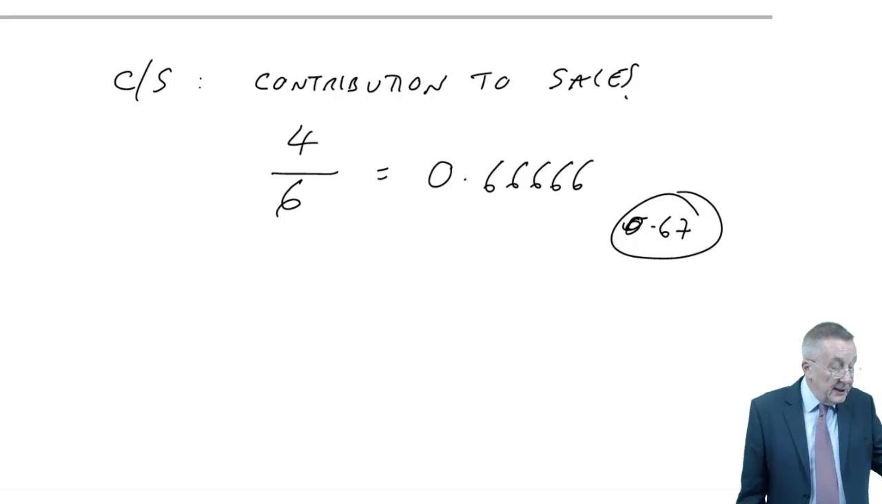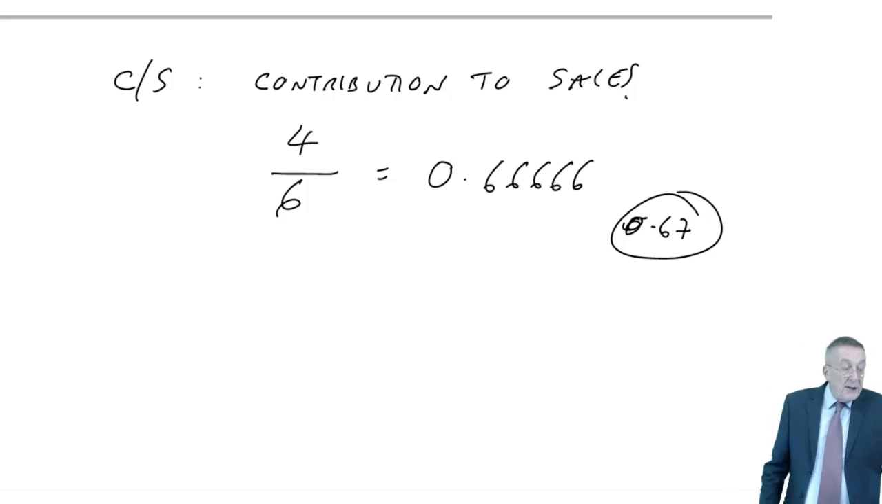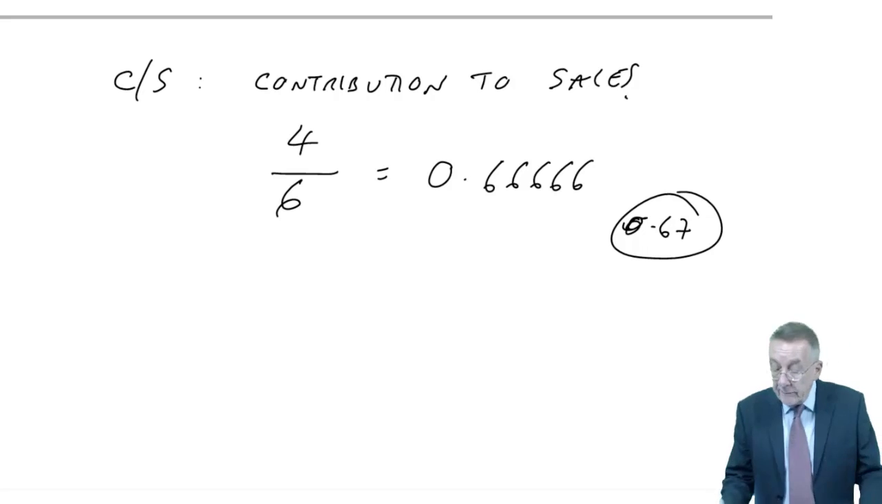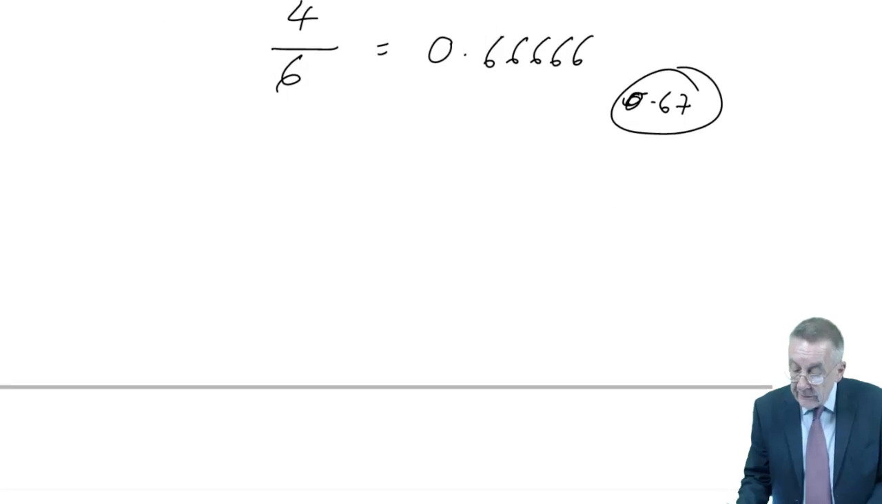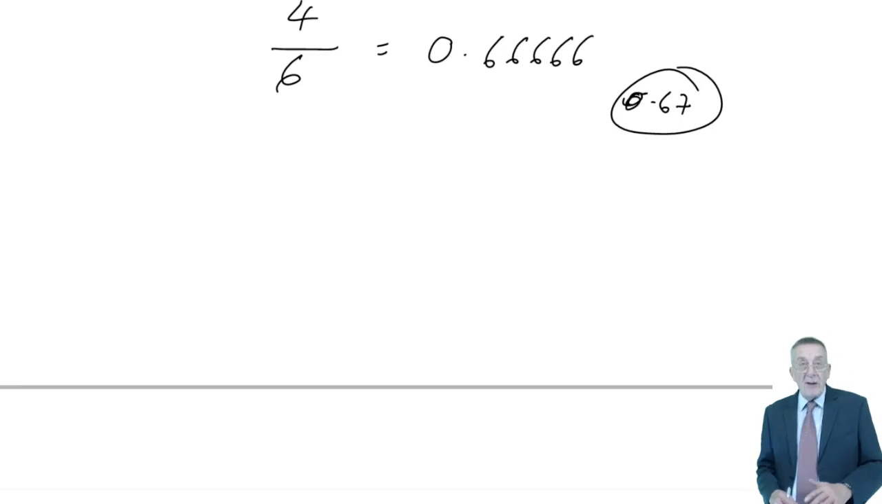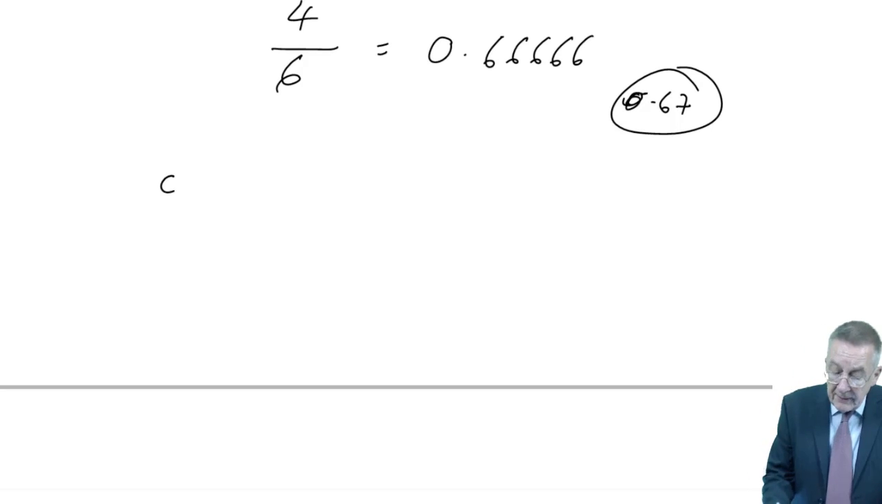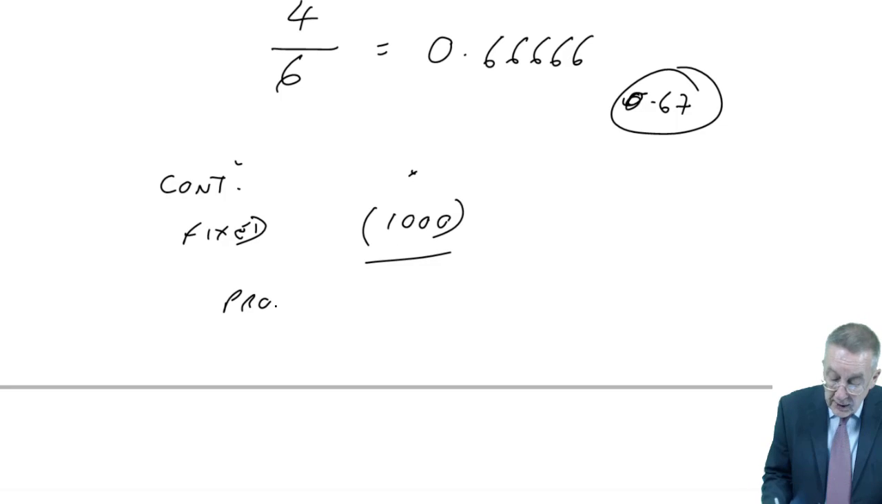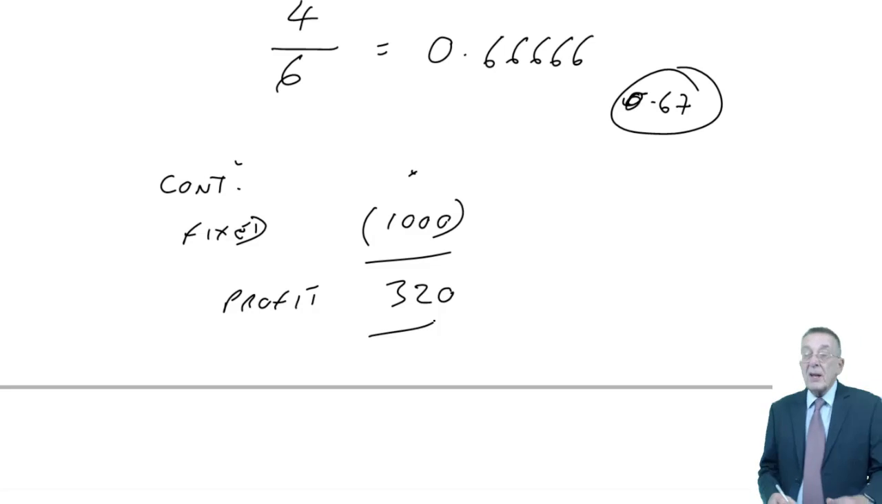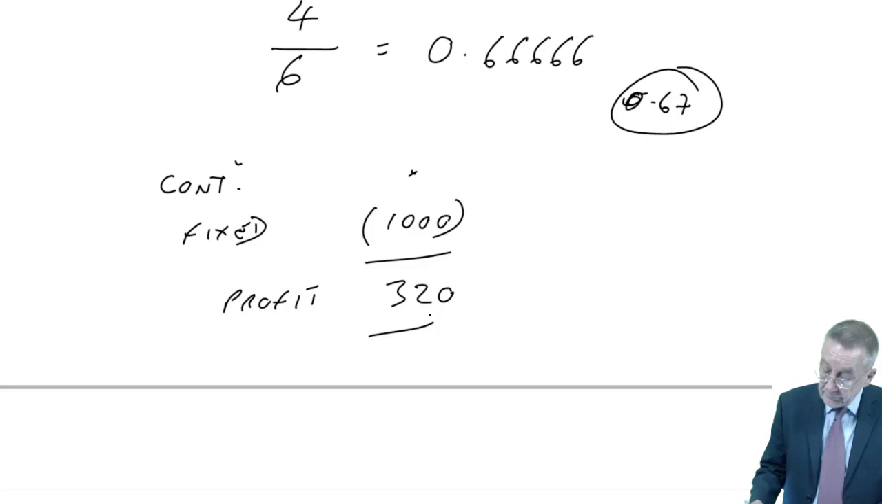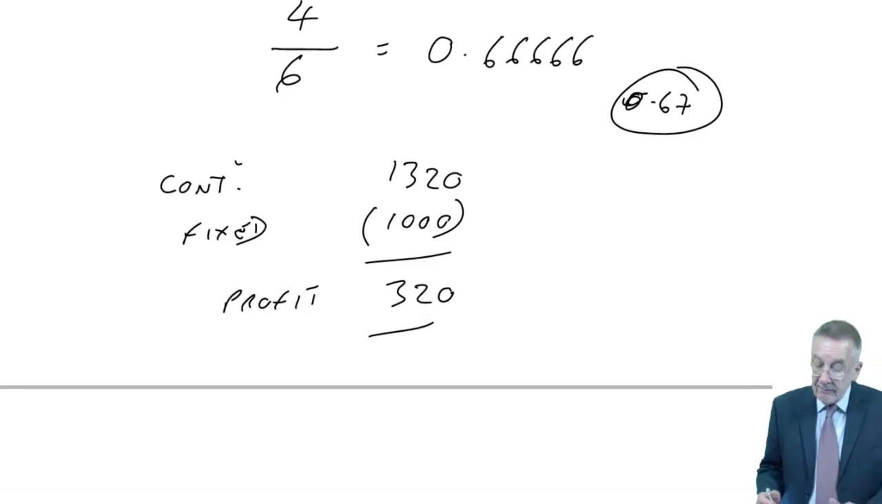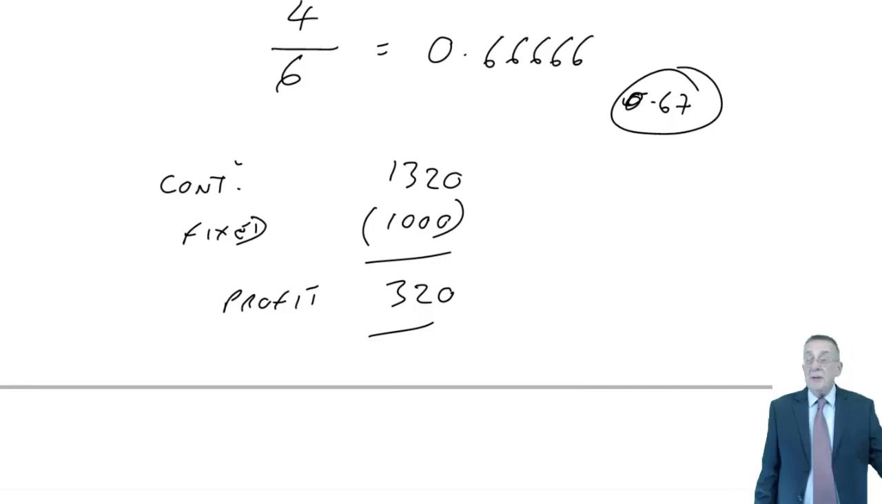Now, fine, you could do it the same way as we did in example 1, where it said target profit of 300. But depending on the information you're given in a question, if all I told you was the CS ratio and the fixed costs were 1,000, well, do it as always, the total contribution less the fixed costs must be the profit, and we want a profit of 320. So the total contribution would have to be 1,320.